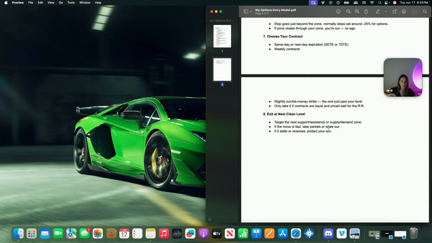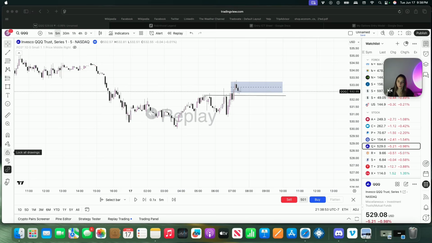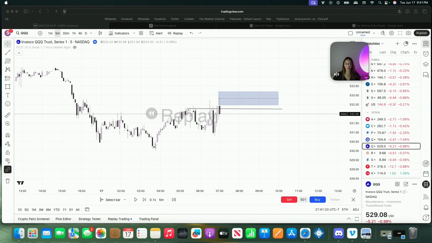So now the most important part, let's go look at this on the chart and see how my entry would actually work. All right, now I'm going to show you guys an actual entry that I would have taken and how I would have used this exact model.